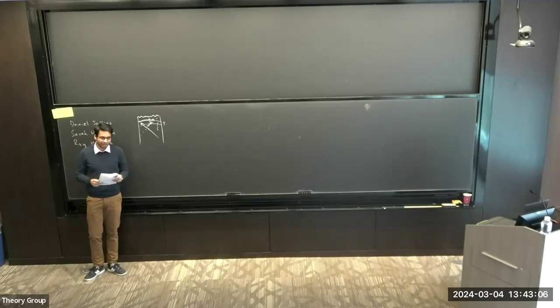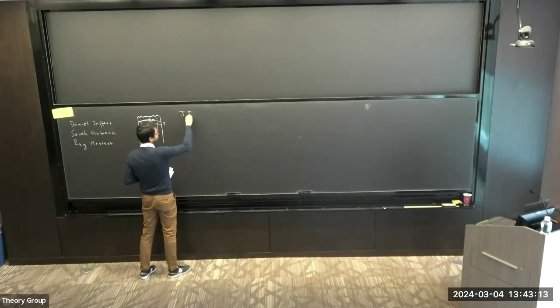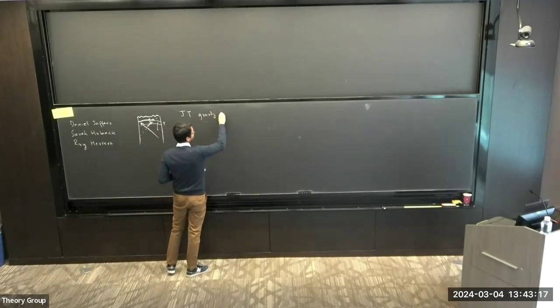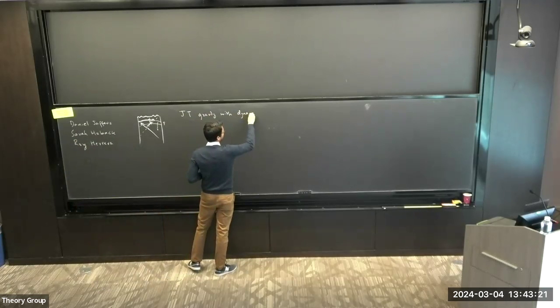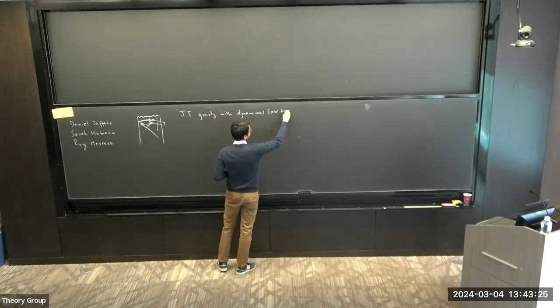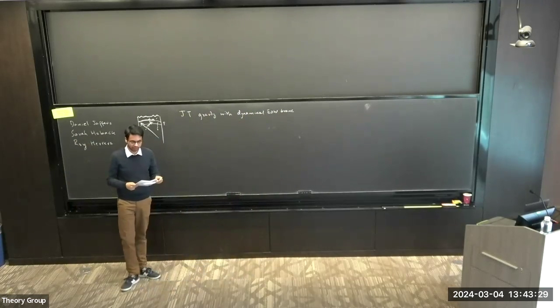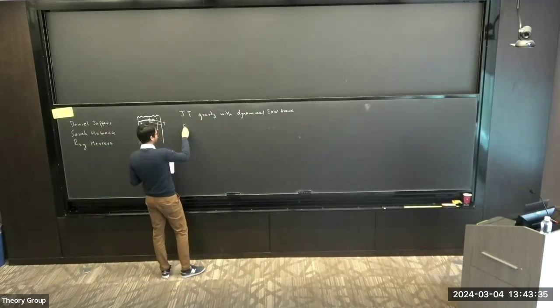Okay. So the setup that I'll work with would be super simple. It would be JT gravity with a dynamical end of the world brane. We'll start with this. We'll later add some matter excitations. Right now, it's just this. Now we can write down the action.